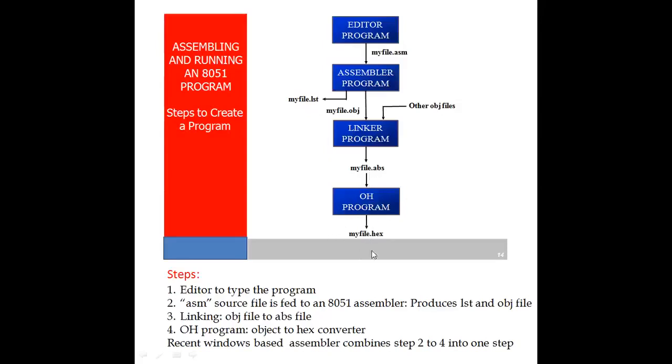OH program will convert it to the corresponding hex file, because whatever program we're writing, using the assembly level language or the high level language, ultimately you have to generate the machine level language consisting of zeros and ones, because the microcontroller will understand only zeros and ones. It will not understand the assembly language program. It will not understand C, C++, Java. So in this process, we are going through the assembler, we are going through the linker program, so that we shall generate the hex file. And now it is ready to run in the memory of the microcontroller chip.